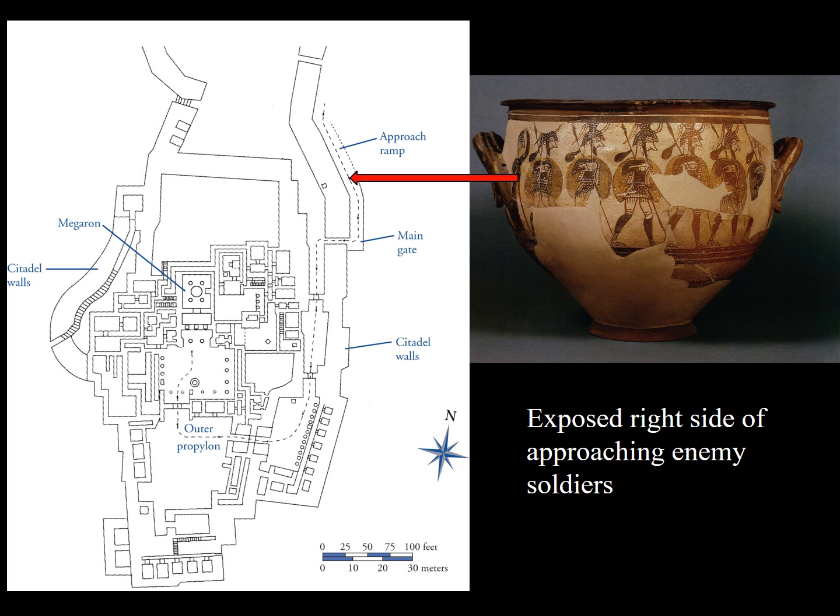We will see this image later. This is the warrior vase, but I just wanted to show you how exposed the right side of the approaching enemy soldiers would have been, right? So normally at this time, soldiers are holding the shield on the left side, and then the right side is exposed. So you can imagine any enemies of the Mycenaeans attacking would, even before any kind of confrontation inside the citadel, already be in a position of weakness and probably defeat.